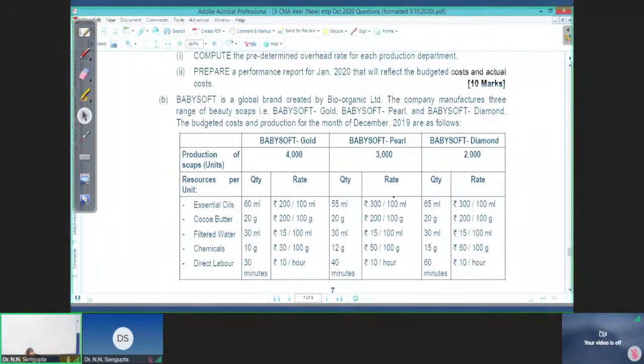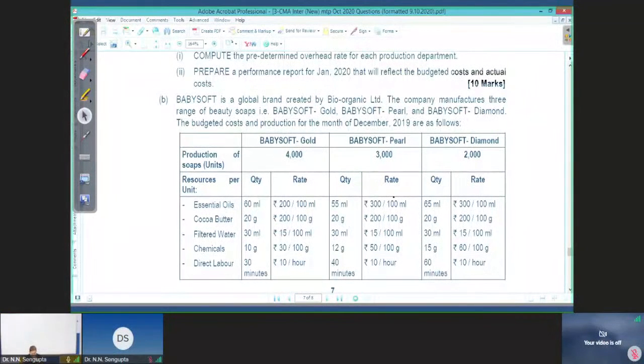So this is a very nice question on activity-based costing. There are beauty soaps: Baby Soft Gold, Baby Soft Pearl, and Baby Soft Diamond, and different kinds of production units are given. One is 4,000, 3,000 and 2,000. Essential oil, then different quantities there. Resource per unit is given: cocoa butter, filtered water, chemical, then direct labor. Quantity-wise rate is given. So a different kind of question you'll be able to see from this.